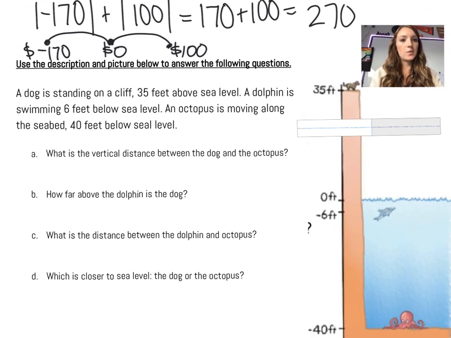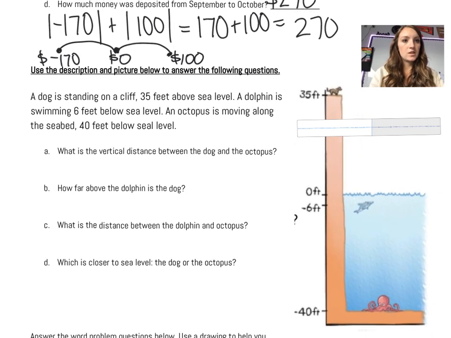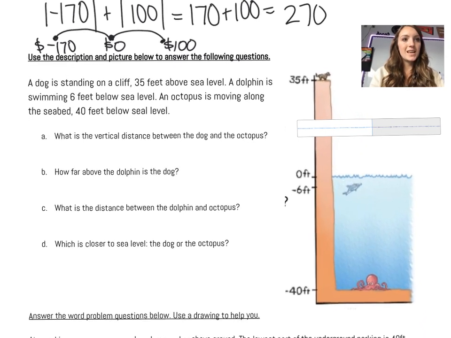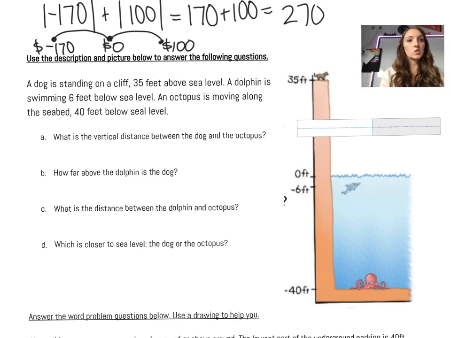So in this next problem, we're going to use our description and the picture to help us solve, to have a nice visual with us. A dog is standing on a cliff 35 feet above sea level. We have our dog here in our picture, 35 feet above sea level. Remember, sea level is at 0 feet. A dolphin is swimming 6 feet below sea level, and an octopus is moving along the seabed 40 feet below sea level. So we have our picture here showing us exactly where each of these animals are located.